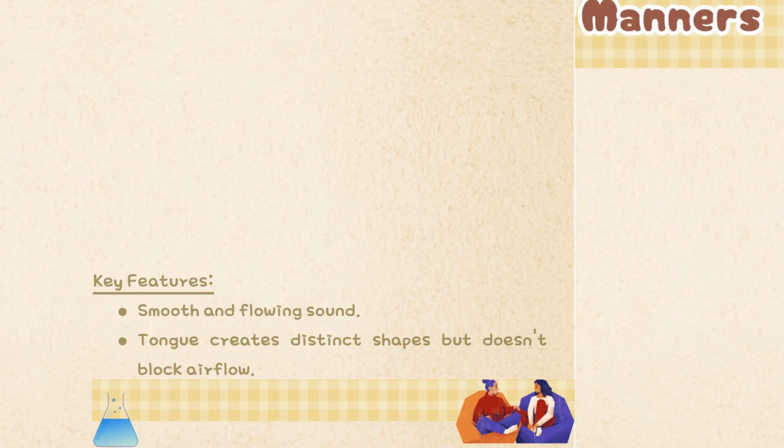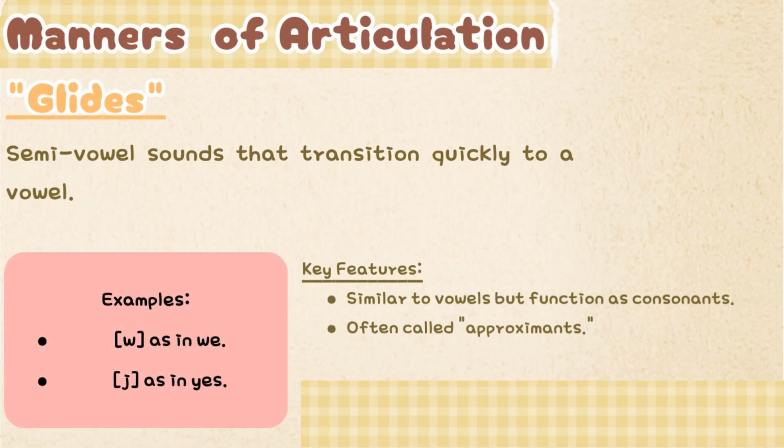Glides, on the other hand, are sometimes called semivowels. They have characteristics of vowels but function as consonants. Examples include the sound w in we and the sound y in yes. Glides are produced by rapid movement toward the vowel they are paired with. Together, liquids and glides create smooth, flowing speech.